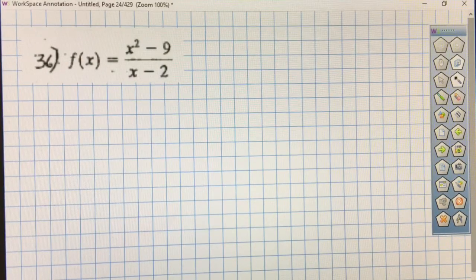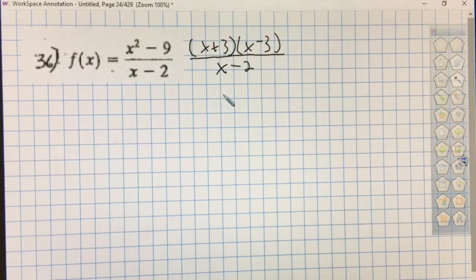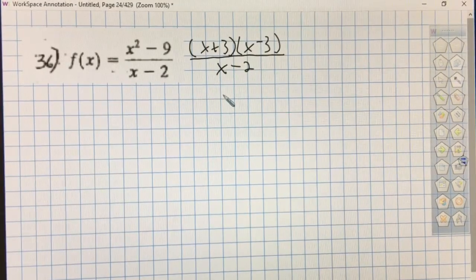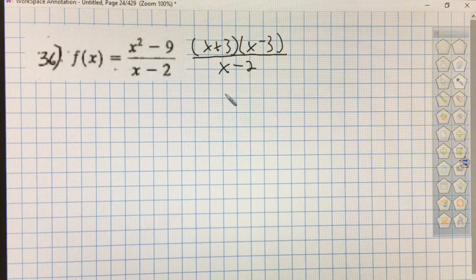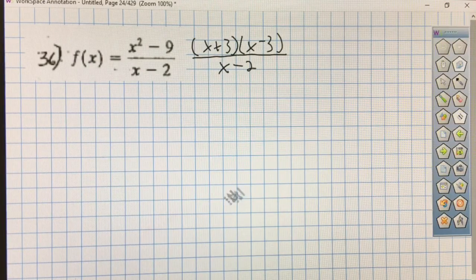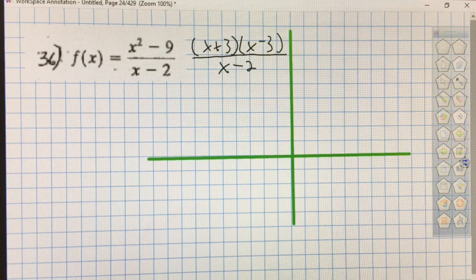36, I can factor the top, so let's do it. So that's going to be x plus 3 times x minus 3. Nothing simplifies out, so there's no holes. There's a vertical asymptote at x equals 2. Y-axis, x-axis. Vertical asymptote at x equals 2.